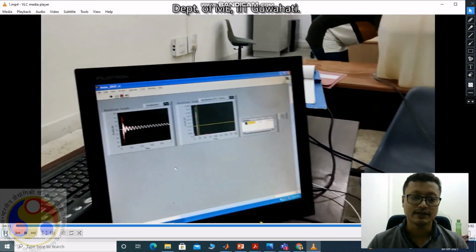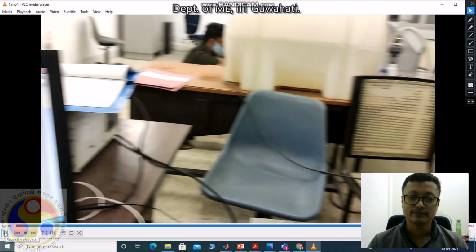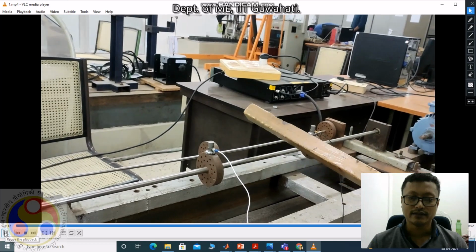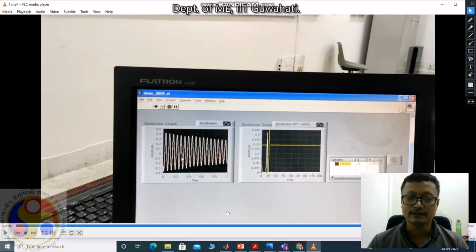So this is one strike on the 2 degree of freedom system. It will capture the data. So again strike, see clearly. It will give you the data. This is amplitude versus time. This is amplitude versus frequency. Okay.